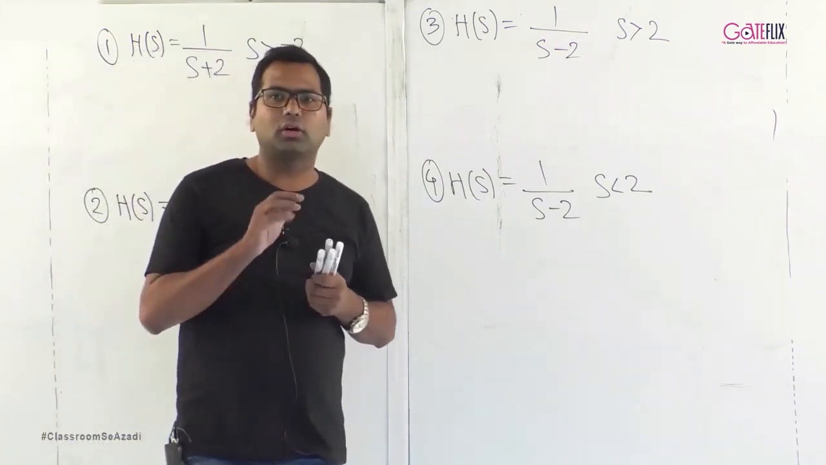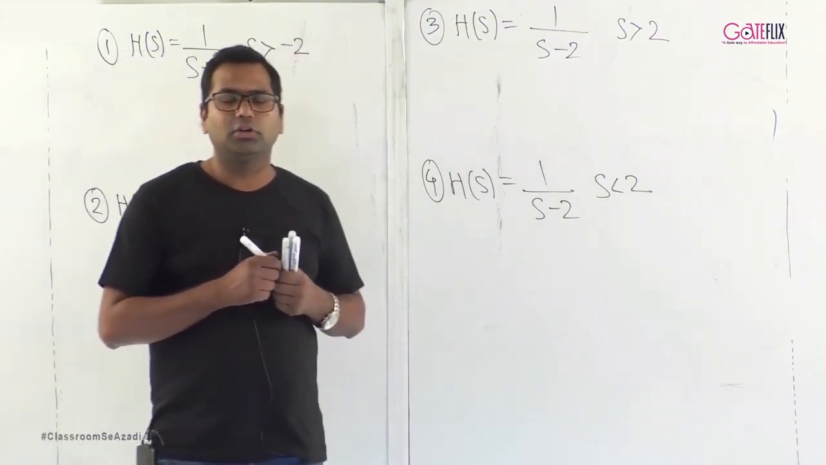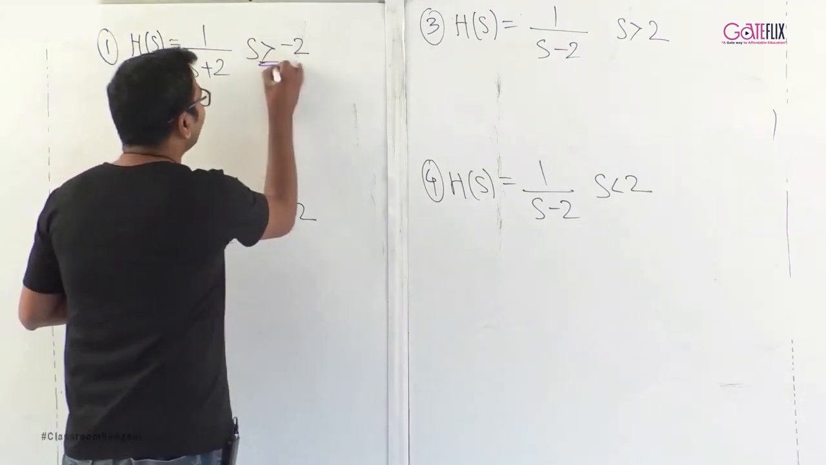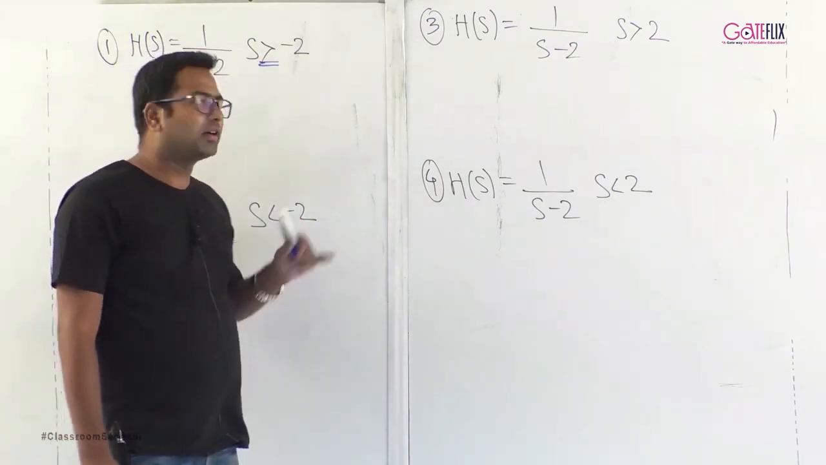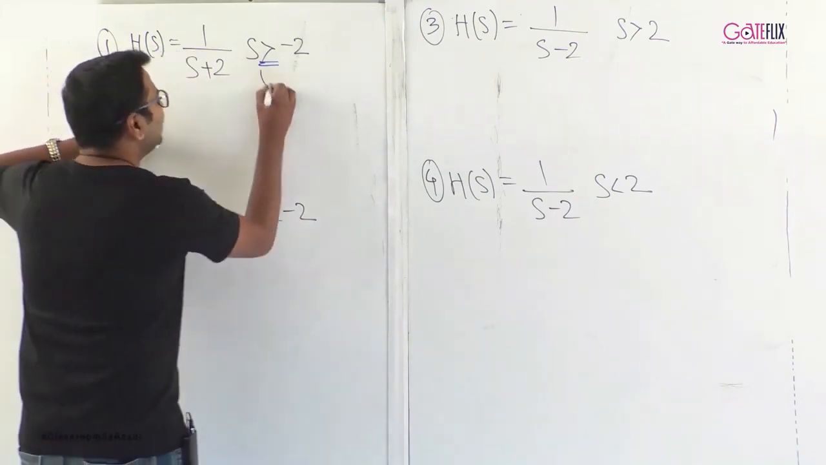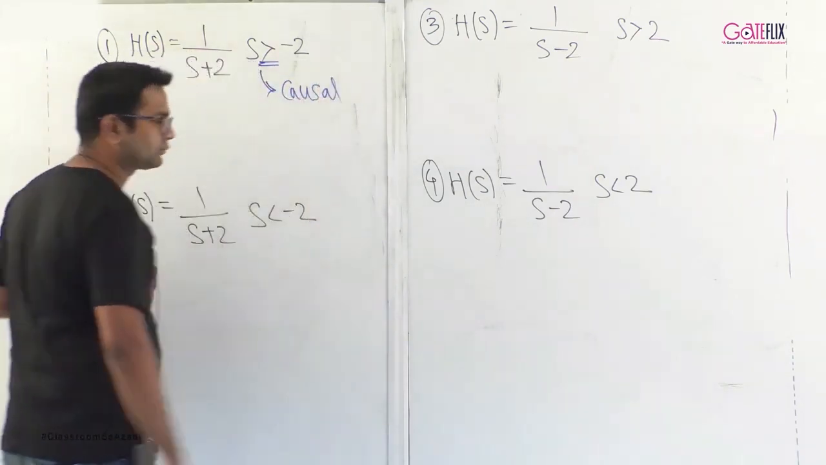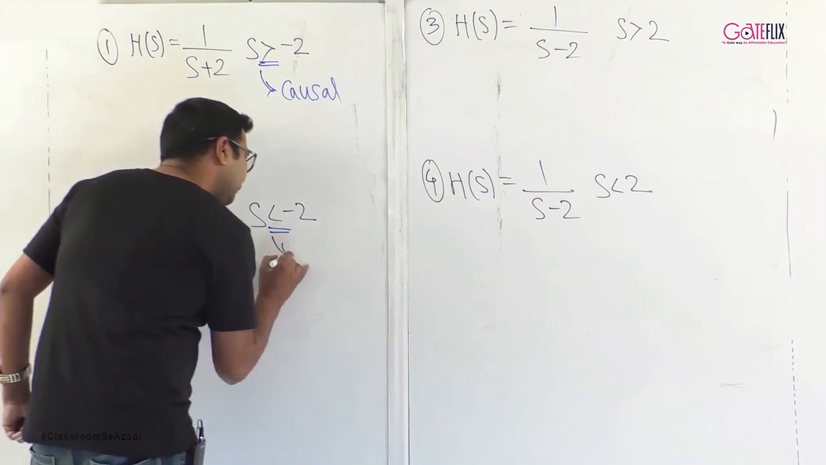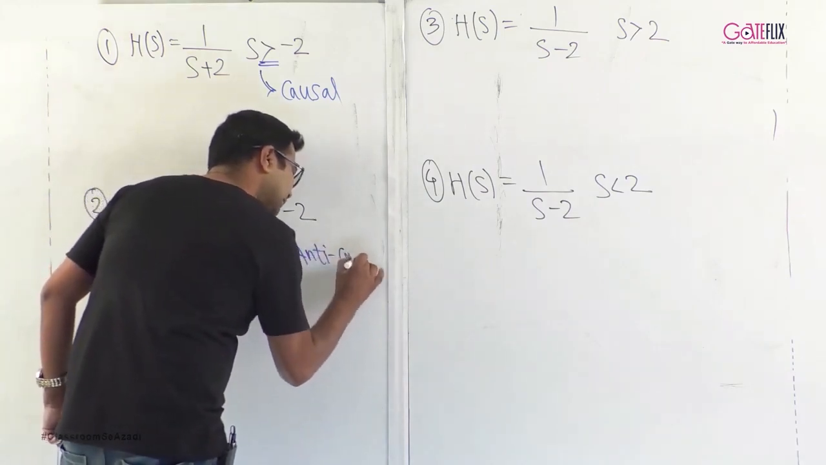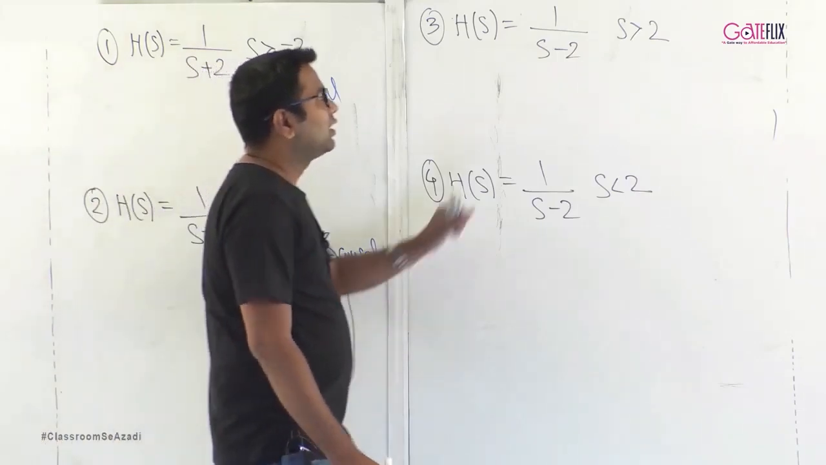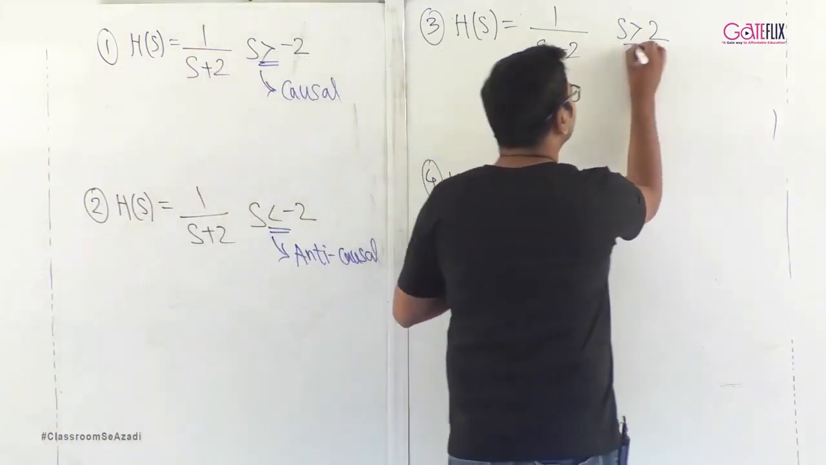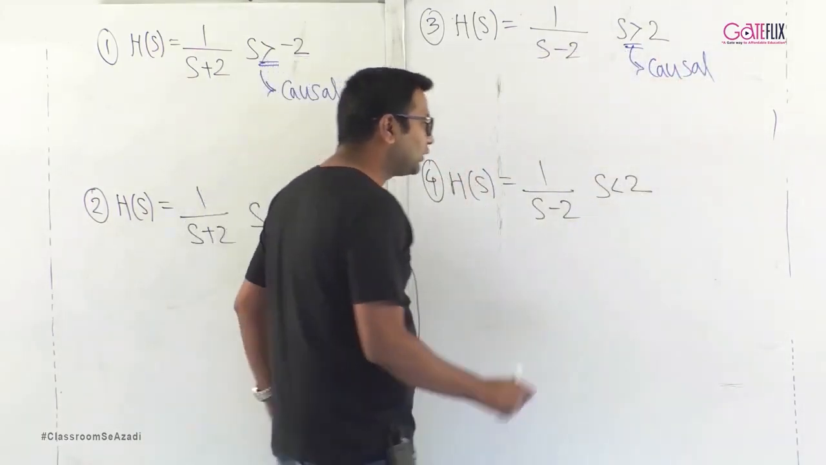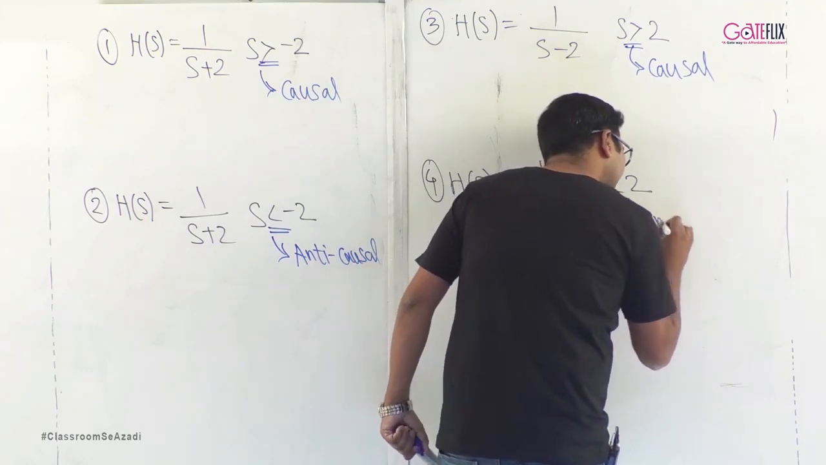Now let us first think about causal system. In causal system, you have to look at the ROC and the sign that is present in the ROC. The first ROC has greater than sign. Whenever you see greater than sign in the ROC of transfer function, we say that the system is causal. If you see less than sign in the ROC of transfer function, then we say that the system is anti-causal. Again, for this transfer function, the ROC contains greater than sign, hence the system is causal. For this transfer function, the ROC contains less than sign, hence it is anti-causal.